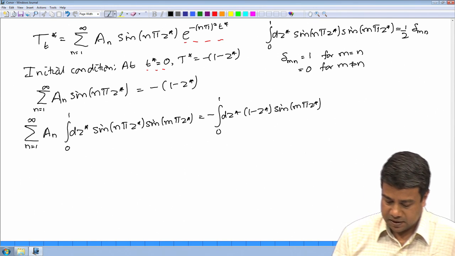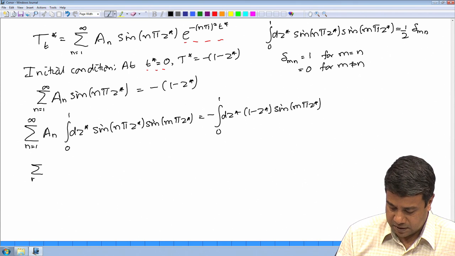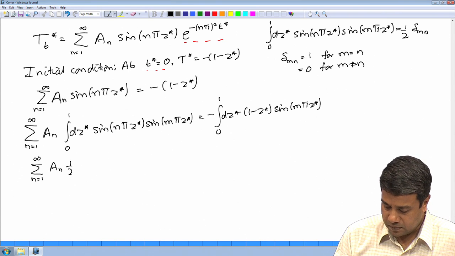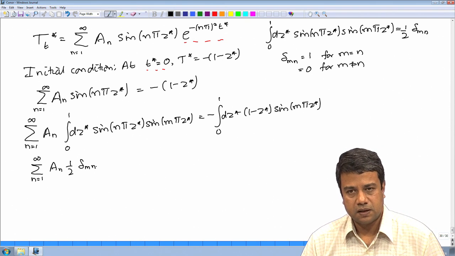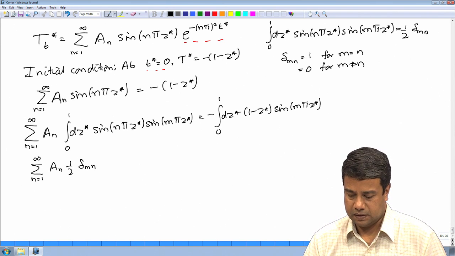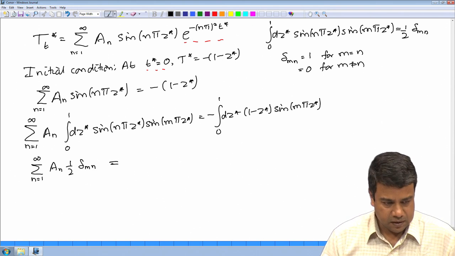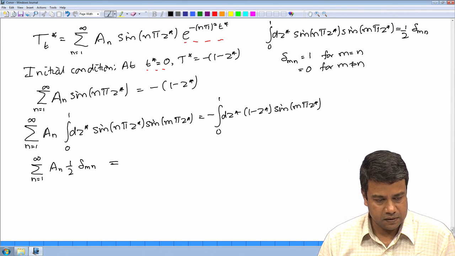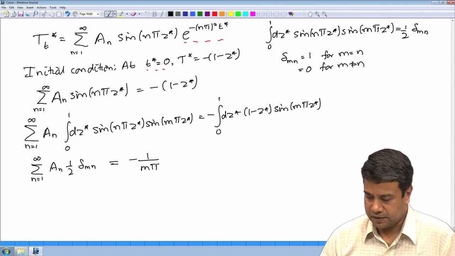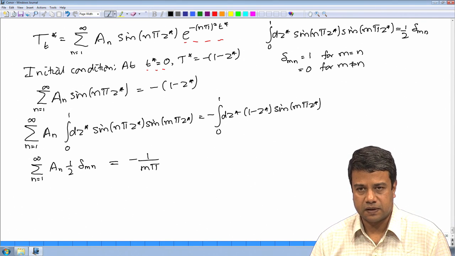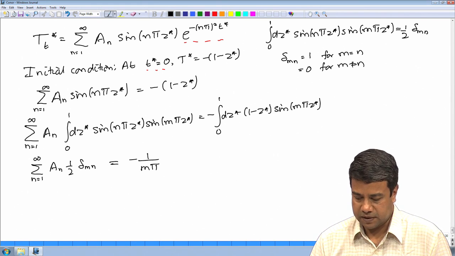The left side we had just calculated: sigma n equal to 1 to infinity a n into 1 by 2 delta m n. This is non-zero only when n is equal to m. And on the right side you can carry out the integral. I will not go into the details, but what you will basically get is minus 1 by m pi. If you do this integral, it is not too difficult. You will get minus 1 over m pi.